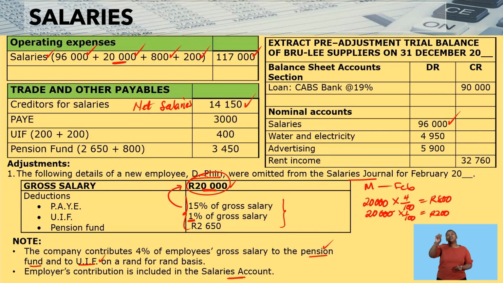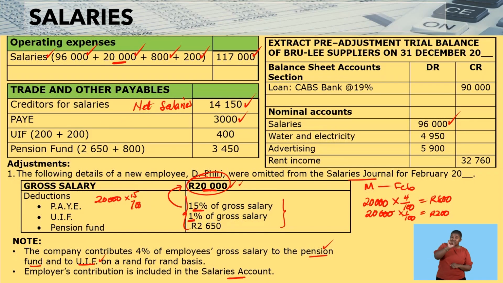That is your net salary. How do you get that? You say your gross minus all your deductions. That is how you get your net salary. Then you will bring your pay as you earn, the 3,000. All right? Pay as you earn, it's 15% of gross. That means you take your 20,000, then you multiply 15% of that. That is how you get the 3,000. And then you record your UIF.